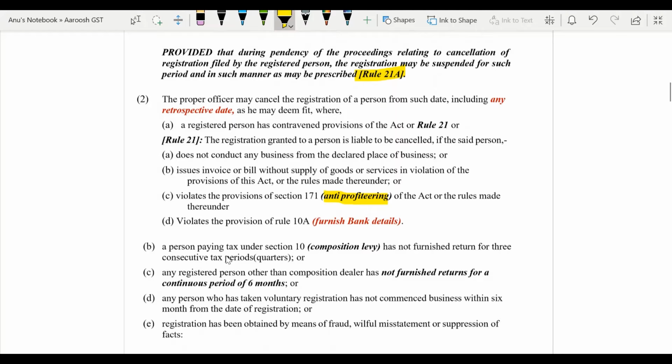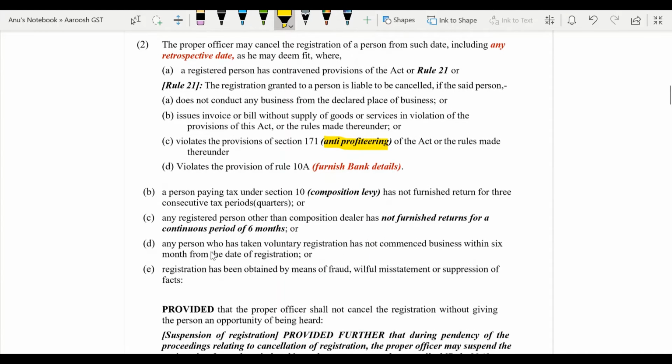B, a person paying tax under Section 10 composition levy has not furnished returns for 3 consecutive periods. The composition levy is levied on certain small taxpayers, and if I'm part of that scheme and haven't furnished my return for 3 consecutive tax periods, my registration can be cancelled. C, any registered person other than a composition dealer has not furnished returns for a continuous period of 6 months. If I'm a normal taxpayer and I haven't filed my returns for a continuous period of 6 months, my registration can be cancelled or suspended.